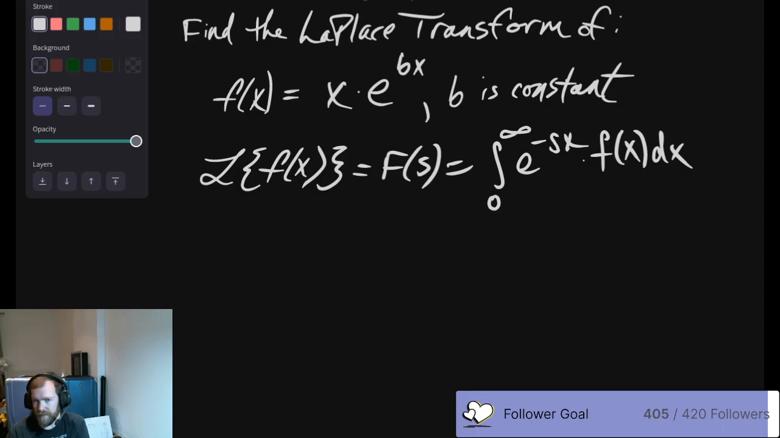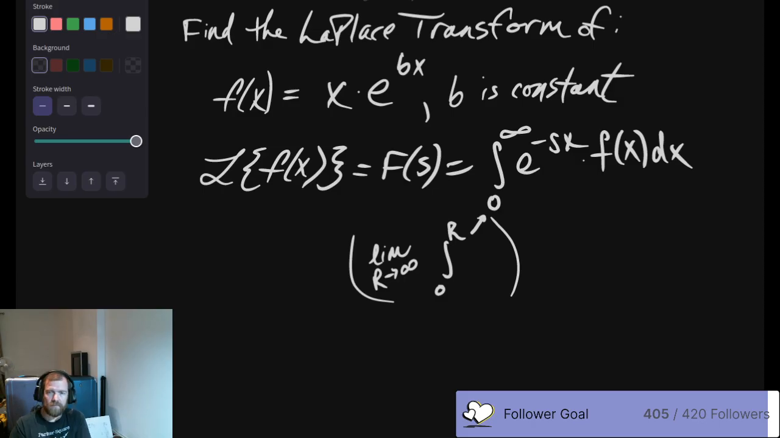And if you don't like that particularly, you can also say, okay, well, this is going to be the integral from 0 to r, where we take the limit as r goes to infinity. So if you are completely offended by the use of a limit, by the use of an infinity symbol, you can say, okay, well, we're just going to do a limit as r goes to infinity to get that.